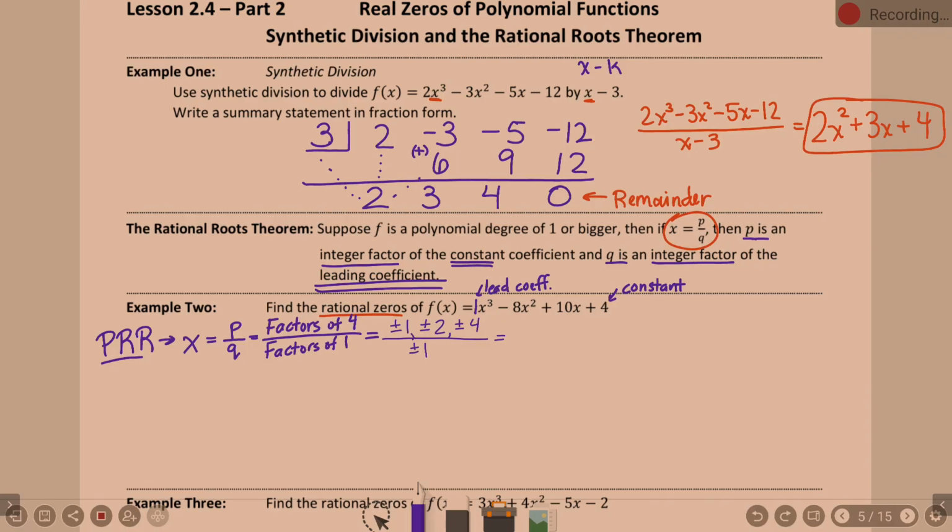And then do I have anything else? No. If I had another denominator, I'd take turns putting them all over that other denominator. So my possible rational roots are plus or minus 1, plus or minus 2, and plus or minus 4. Okay? So these are what I call my PRRs.